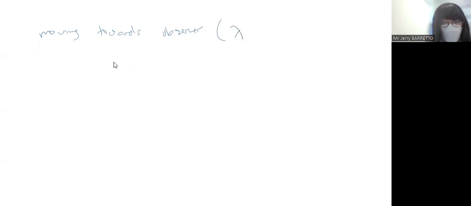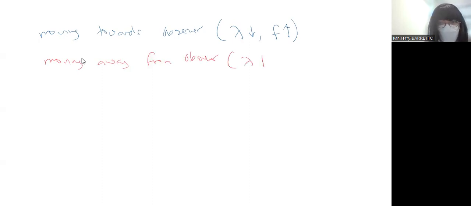Okay, moving towards the observer, the lambda is perceived to be shorter, and the frequency higher. On the other hand, moving away from the observer, the lambda is observed to be longer, and the frequency is lower. Moving towards the observer, once again, the wavelength appears to be shorter and the frequency higher. Higher frequency means high pitch.